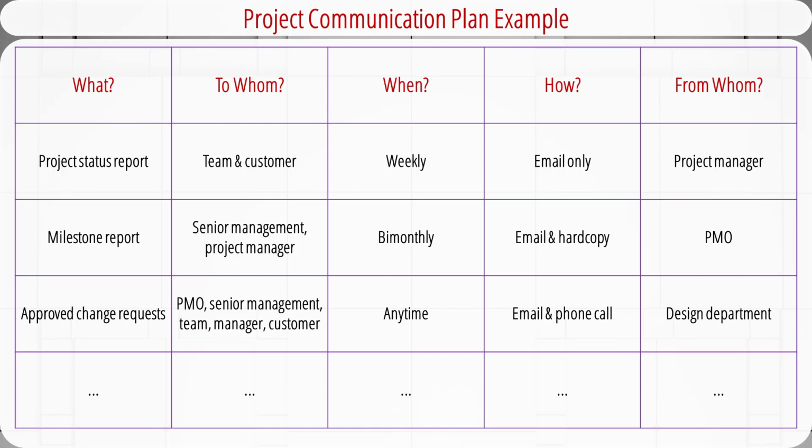This is a project communication plan example. The row on the top shows what information is to be communicated, the target audience, when to communicate, the method of communication, and who will provide the information. For example, the project status report will be sent to the project team and the customer weekly in the form of email by the project manager. The milestone report will be sent to the senior management and project manager bi-monthly in the form of both email and hard copy by the project management office, and so on.